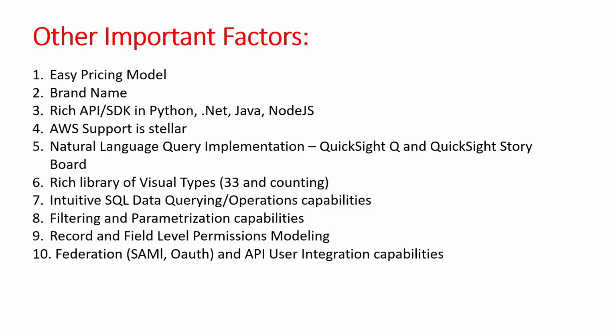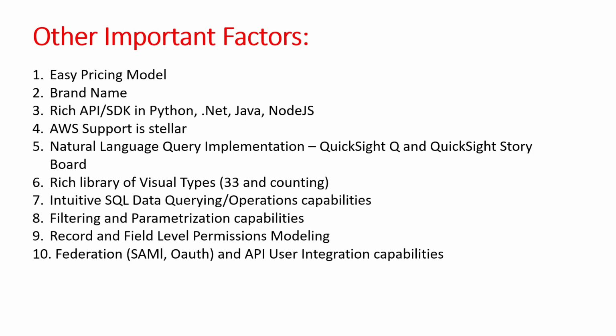The next important factor is the ability of the BI tool to provide the record and field level permissioning model. Through the integration with IAM, QuickSight is able to achieve the record and field level permissioning. And you can find more details of that in the AWS documentation.